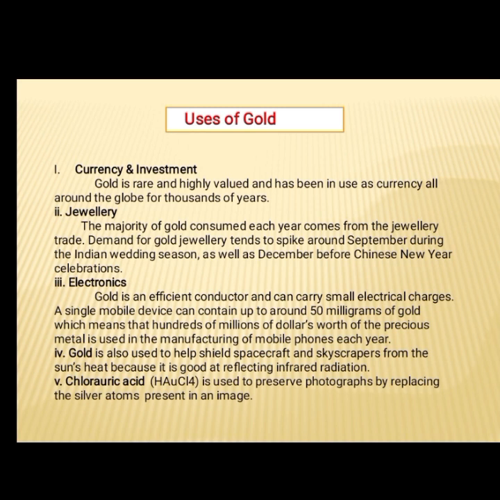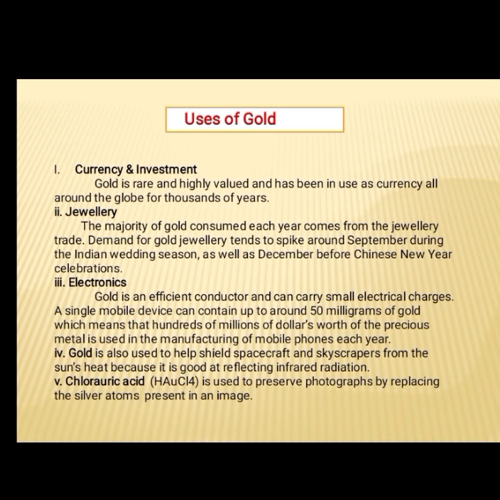Demand for gold jewelry tends to spike around September during the Indian wedding season as well as December before Chinese New Year celebrations. The next, electronics. Gold is an efficient conductor and can carry small electrical charges. A single mobile device can contain up to around 50 milligrams of gold, which means that hundreds of millions of dollars worth of the precious metal is used in the manufacturing of mobile phones each year.